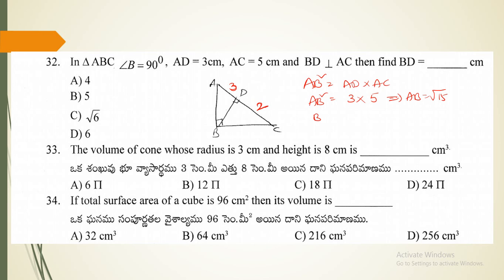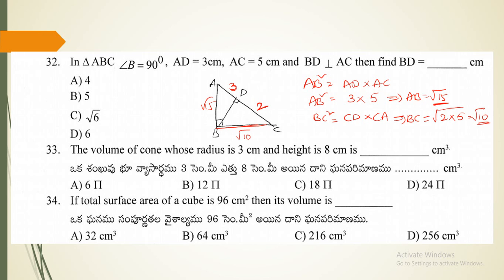Next, the same way, we can write BC square is equal to CD into CA. So from this, BC is equal to square root of CD into CA. What is CD? CD is 2, CA is nothing but 5. So 2 5s are 10, so BC is root 10. So this is root 15 and this is root 10, right? Now we got the values.